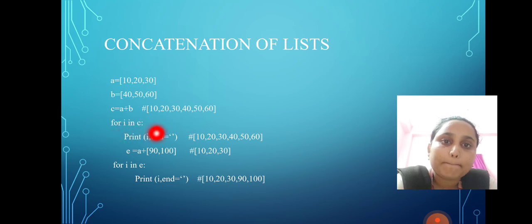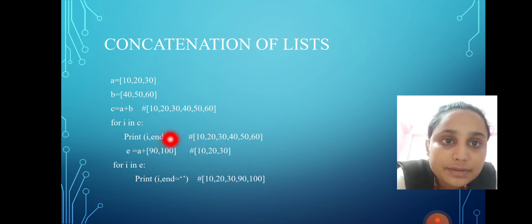For I in C. Here we have the C value as 10, 20, 30, 40, 50, 60. For I in C, print I, end is equal to space. Then each and every element like 10, 20, 30, 40, 50, 60, all the values will get into I. First for I in C, that is I is 10. First the 0 element, that is 10, print I. 10 will be printed, then a comma, since end is a comma. 10, 20, 30, 40, 50, 60 will be printed.